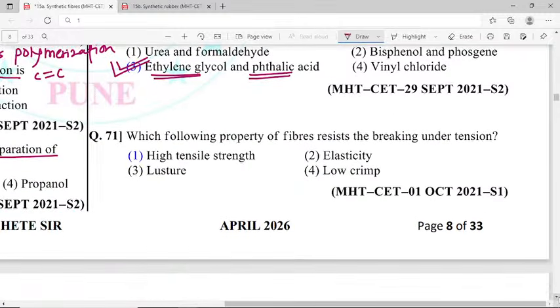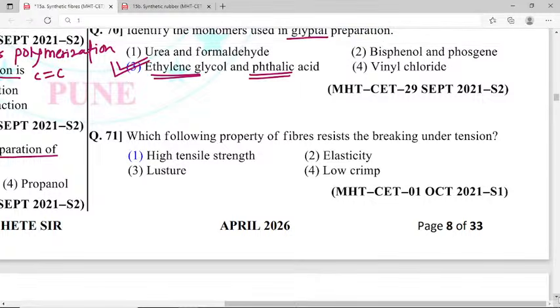Which property of fiber resists breaking under tension? The property of fiber to resist breaking under tension is called high tensile strength.